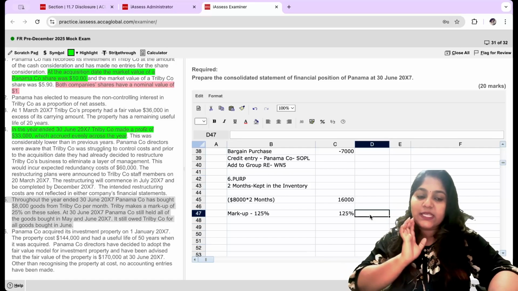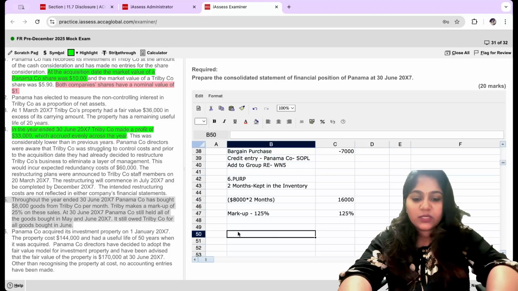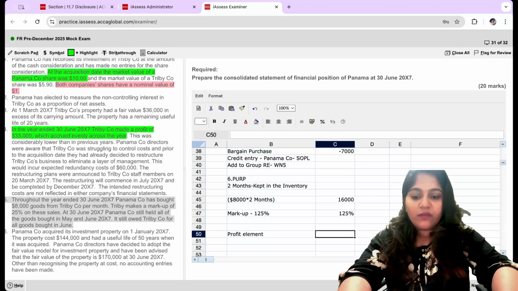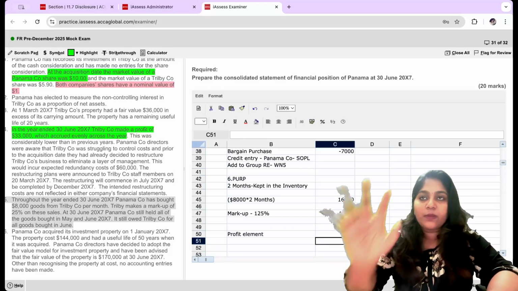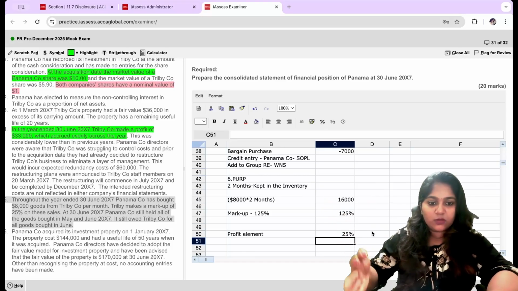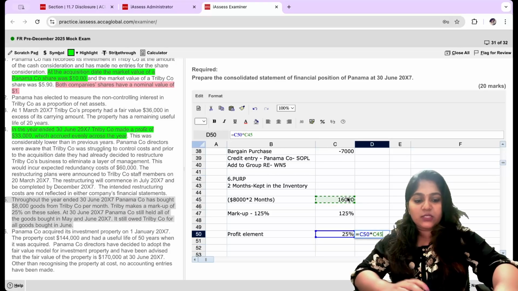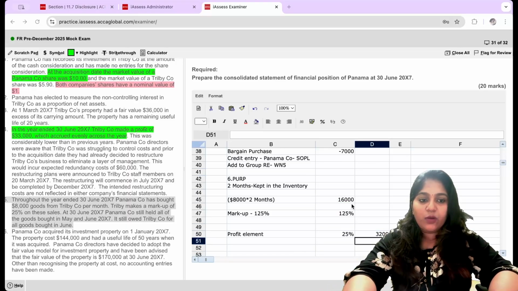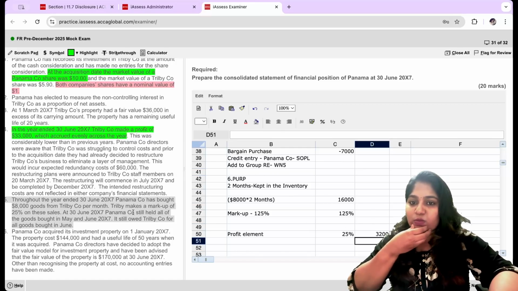What is my cost? Because ultimately I have to find out what is my profit element. So what would my profit element be, guys? My profit element is 25%. So all I have to do is cross multiplication. How do I do cross multiplication? If 125% is $16,000, how much do you think 25% would be? 25% into 16 divided by 125. That should give me a profit element of how much? 3.2 million of value. Now this 3.2 million will be treated as what?